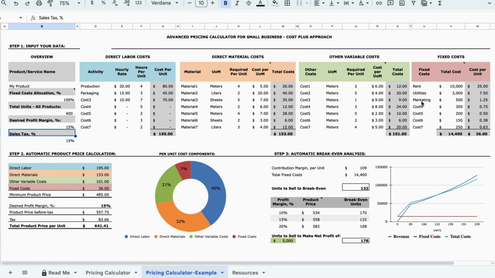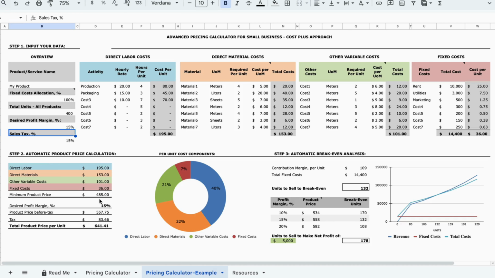Fixed costs are expenses that stay the same no matter how much you produce or sell, for example, rent, salaries, insurance. Variable costs are expenses that change with the level of production or sales, for example, materials, shipping, commission.